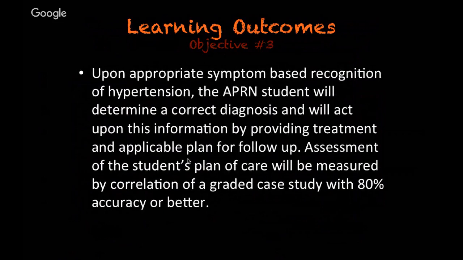Objective number 3, upon appropriate symptom-based recognition of hypertension, the APRN student will determine a correct diagnosis and will act upon this information by providing treatment and applicable plan for follow-up. Assessment of the student's plan of care will be measured by correlation of a graded case study with an 80% accuracy or better.